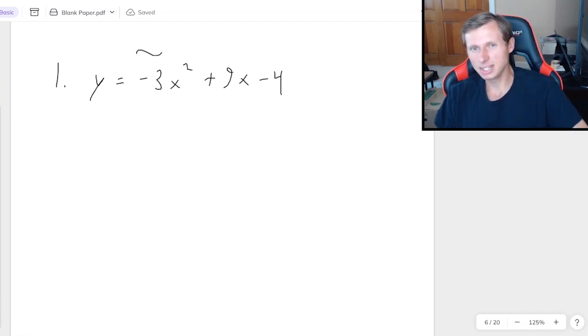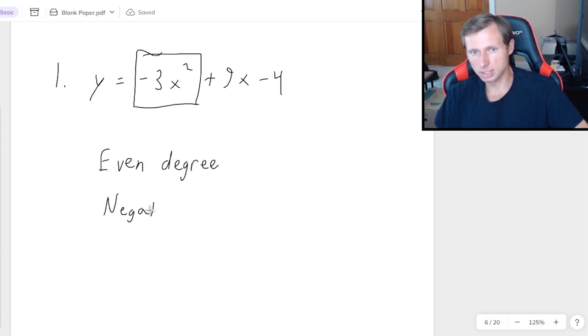Okay. So immediately I recognize that this is an even degree, because 2 is even, and a negative coefficient, because it's negative 3. And so that's literally all the work I need.